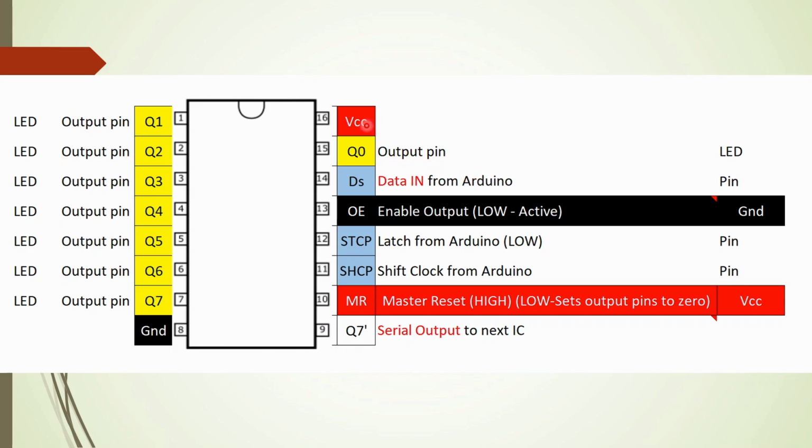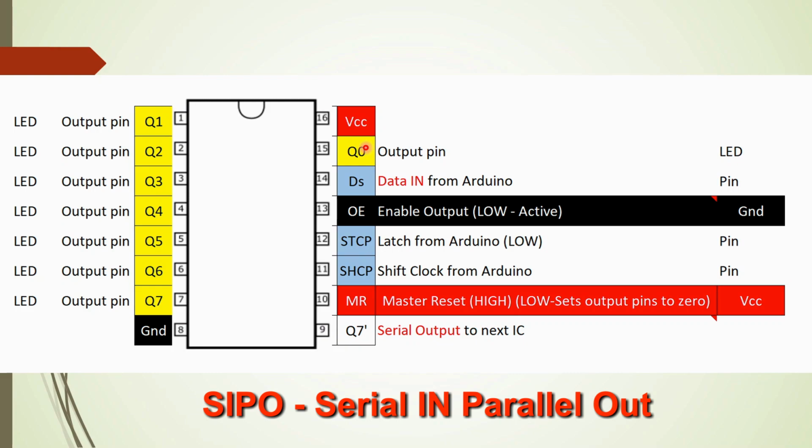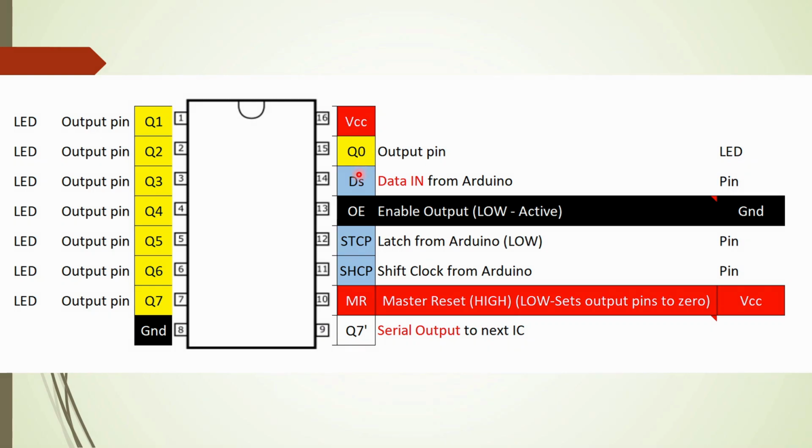So where are the further 8 outputs going to come as the parallel output? You know that DS is the serial input. Now Q0, which is the first pin out of the parallel output, is pin number 15. Then the second, third, fourth, fifth, sixth, seventh, and eighth are pin number 1 to 7. So pin number 15 and 1, 2, 3, 4, 5, 6, 7 are used as the parallel outputs. So one serial input will be coming from pin number 14 and parallel outputs are going to come from pin number 15, 1, 2, 3, 4, 5, 6, and 7.